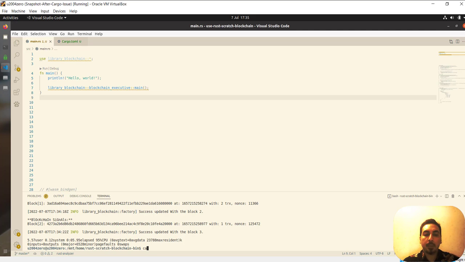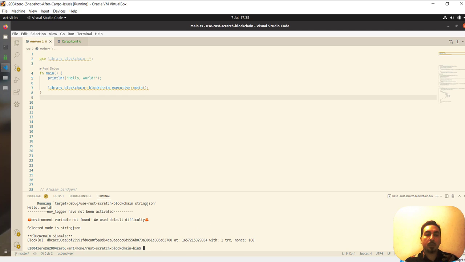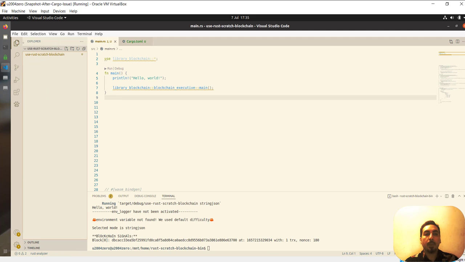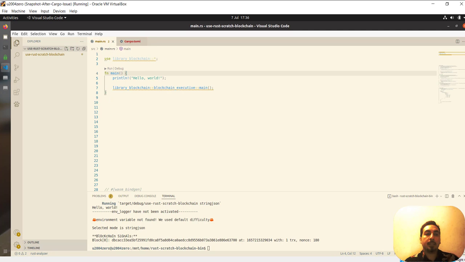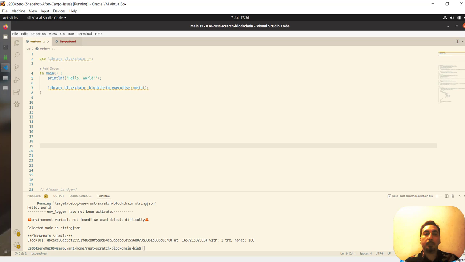For another example, you can run the string JSON mode. The JSON mode reads your sample.rs file in the library, and you can use Rust Scratch blockchain as a library, and when you add it as a dependency in your binary project, you can access the library blockchain, and after that you can use its many functions.